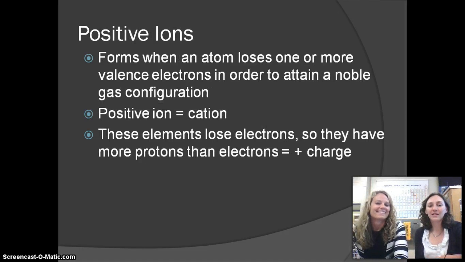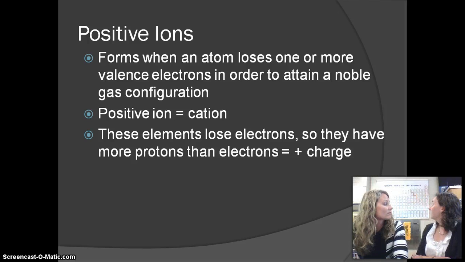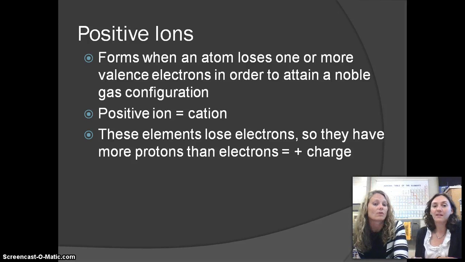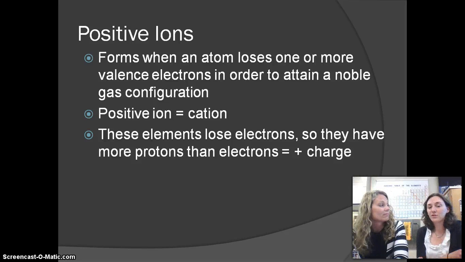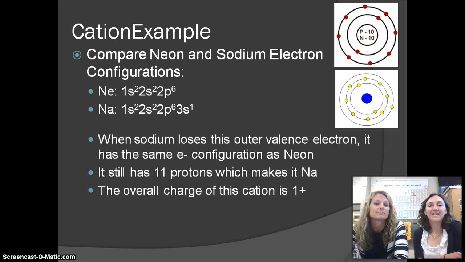Positive ions. These are called cations. They're formed when an atom loses one or more valence electrons in order to attain a noble gas configuration. So your positive ions are typically going to be the ones on the left-hand side of your periodic table. All the metals. And they're going to lose electrons to look like the noble gas that is the row above them. They lose electrons, so they're positive charge.